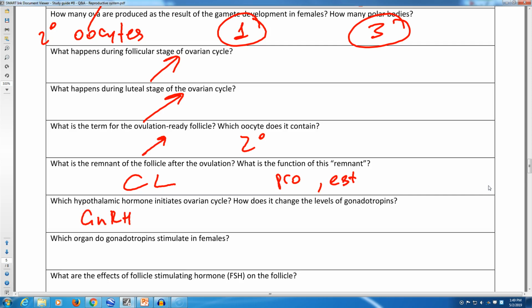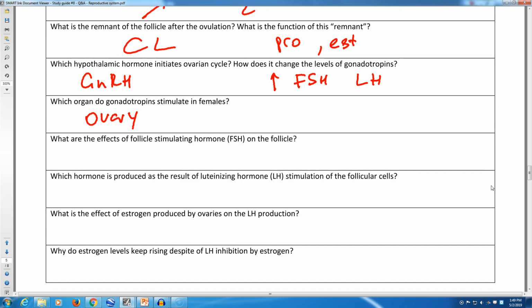GnRH initiates the cycle. It elevates the levels of FSH and LH. Gonadotropins stimulate the ovary. Follicle grows in response to FSH.